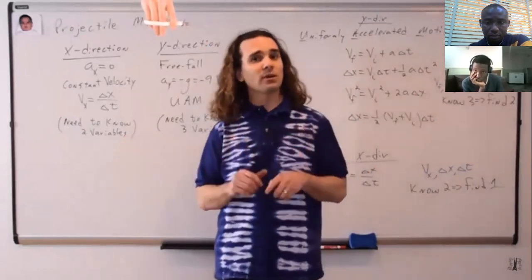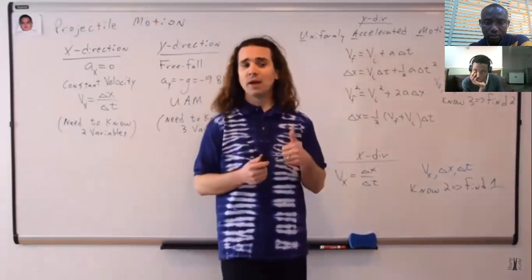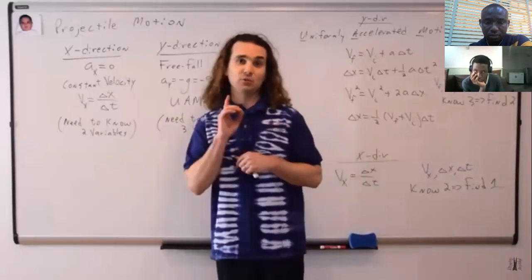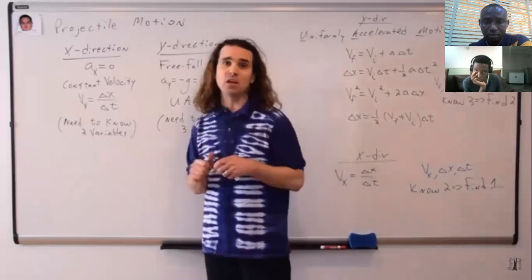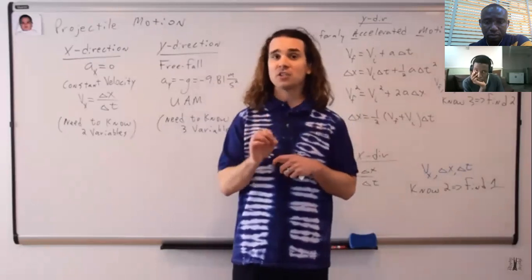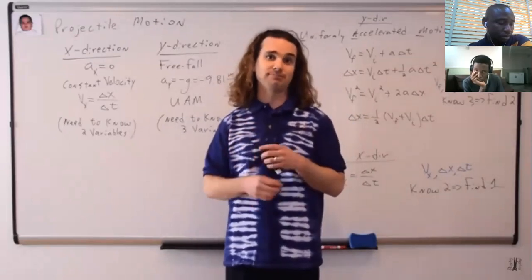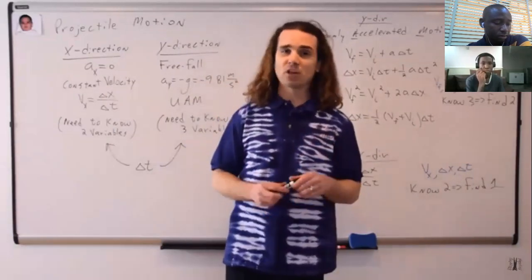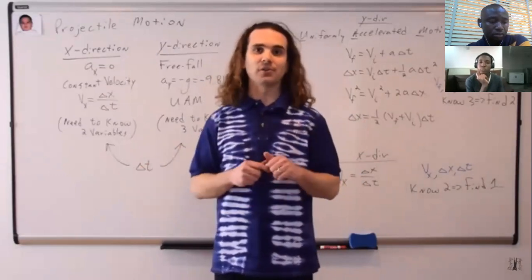But what are we going to be solving for? Billy, please tell me which one of the UAM variables is a scalar? The only one that's a scalar is change in time. In other words, if you solve the change in time in one direction, you can then apply that to the other direction because the change in time is a scalar and is independent of direction. In other words, the change in time is almost always what you're going to be solving for in a projectile motion problem, and then applying it to the other direction.